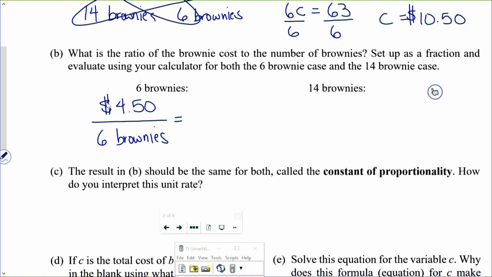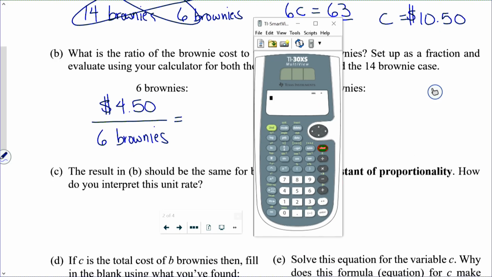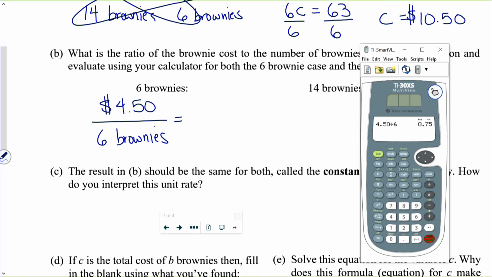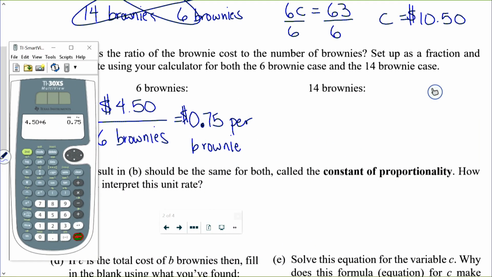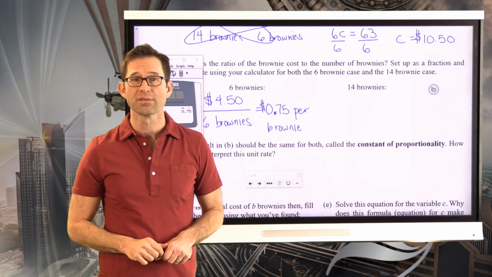Now, if I want to create a unit rate from that, then what I do is what I've been doing all along, which is take the numerator, $4.50, divide it by the denominator, 6, and I end up getting 0.75 dollars per brownie, with the units. What I'd like you to do now is pause the video and do exactly the same thing for the 14 brownie case.